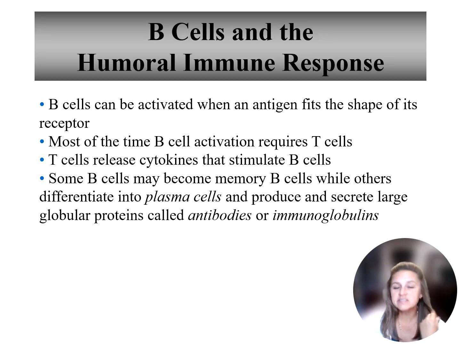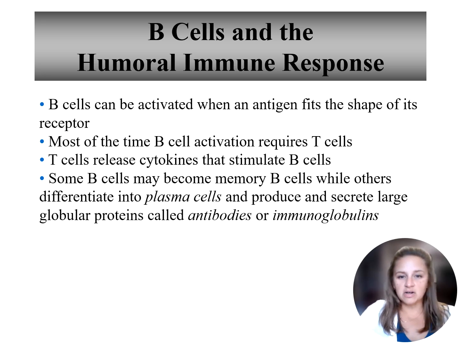So B cells are another type of immune cell. We have T cells and B cells, and B cells are the cells that make antibodies or immunoglobulins. So B cells can be activated when the antigen fits the shape of the receptor. So the antigen and the antibody fit together in a very specific, like, puzzle piece, and that's how they recognize each other. So most B cells require activation by T cells, but some B cells are what are called memory B cells. And they secrete what are called antibodies.